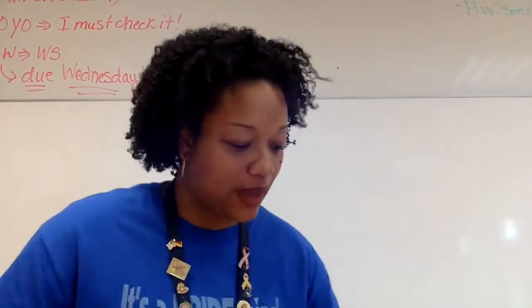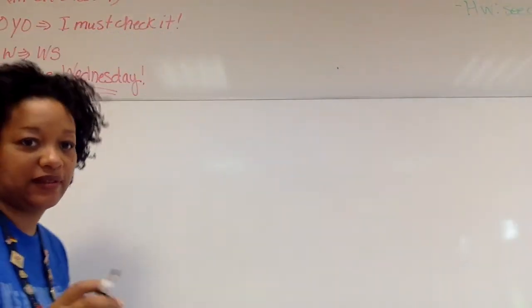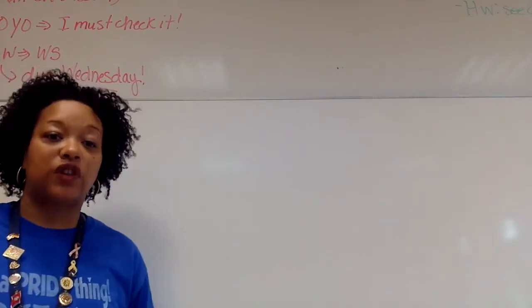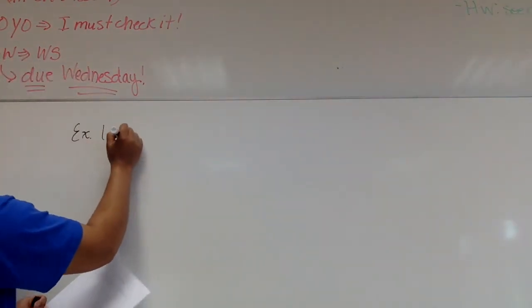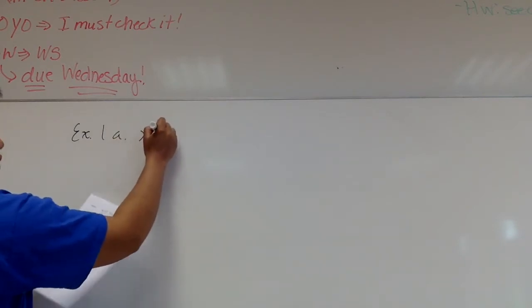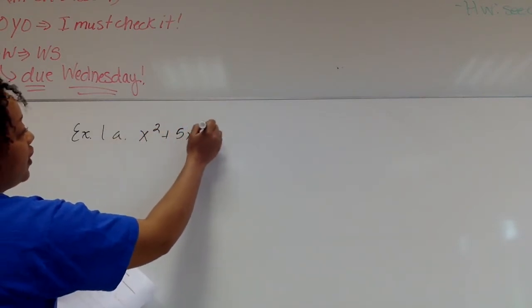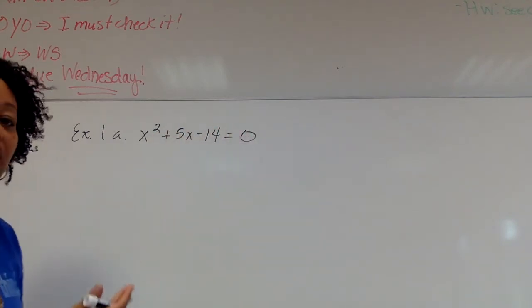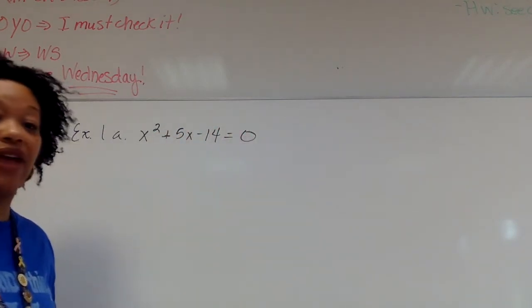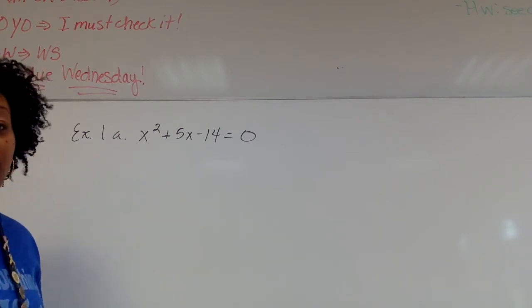So let's jump into example 1, going through our steps, seeing how it works. We're going to solve a trinomial. So for example 1, you're starting off with x squared plus 5x minus 14 equals 0. Like I said, step 1 is already taken care of for you. You don't have to do that one. Let's go straight to the factoring.